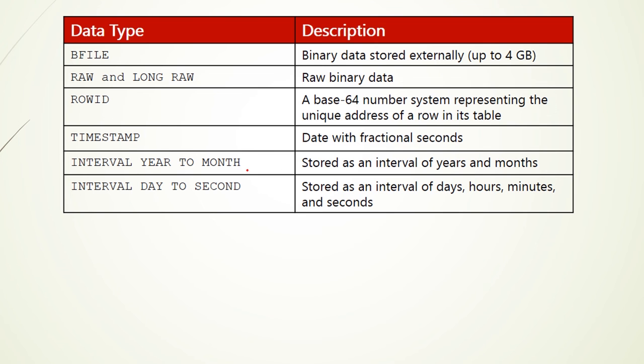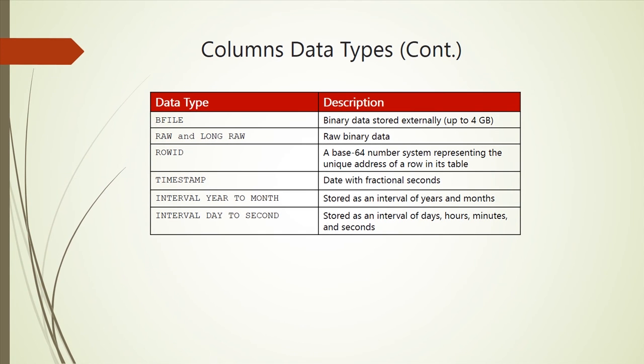INTERVAL YEAR TO MONTH stores an interval of years and months. For example, 1 year, 2 years and 1 month, 3 years, 6 years and 2 months, and so on. INTERVAL DAY TO SECOND can be used to store an interval of days, hours, minutes, and seconds. For example, 1 day and 2 hours, 1 day and 2 minutes, 3 days, 2 days and 10 hours, and so on. So these are some of the column data types that can be used during creating a table.